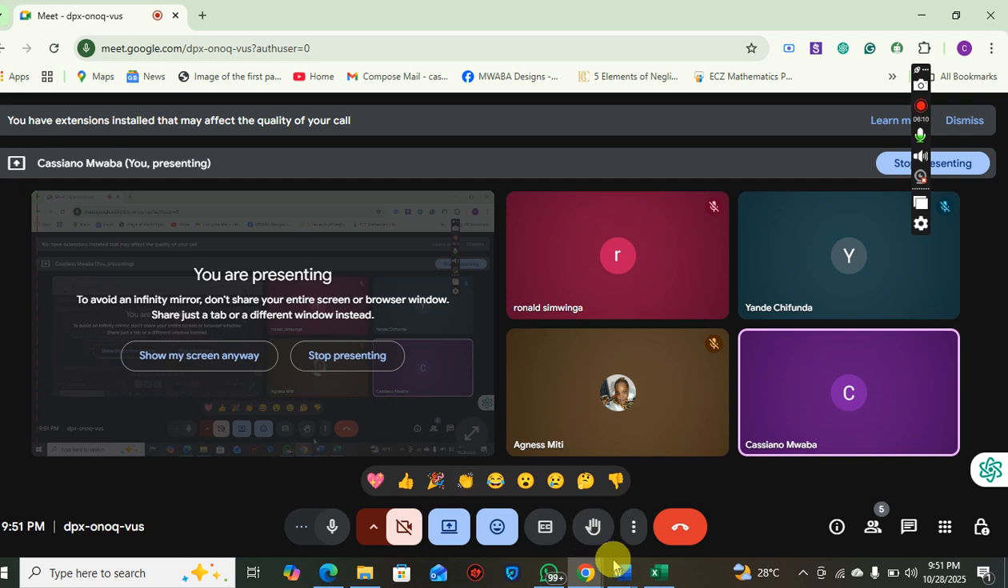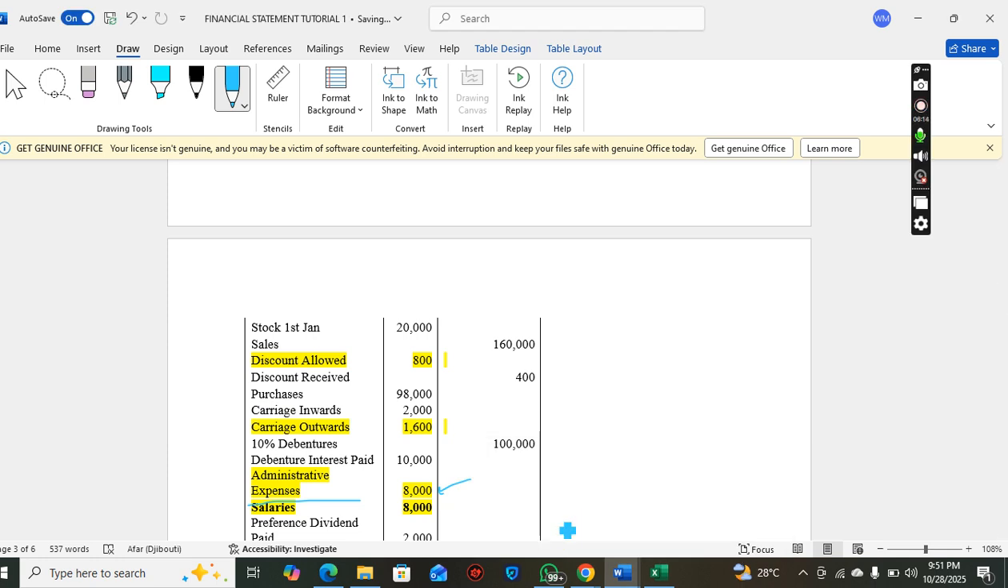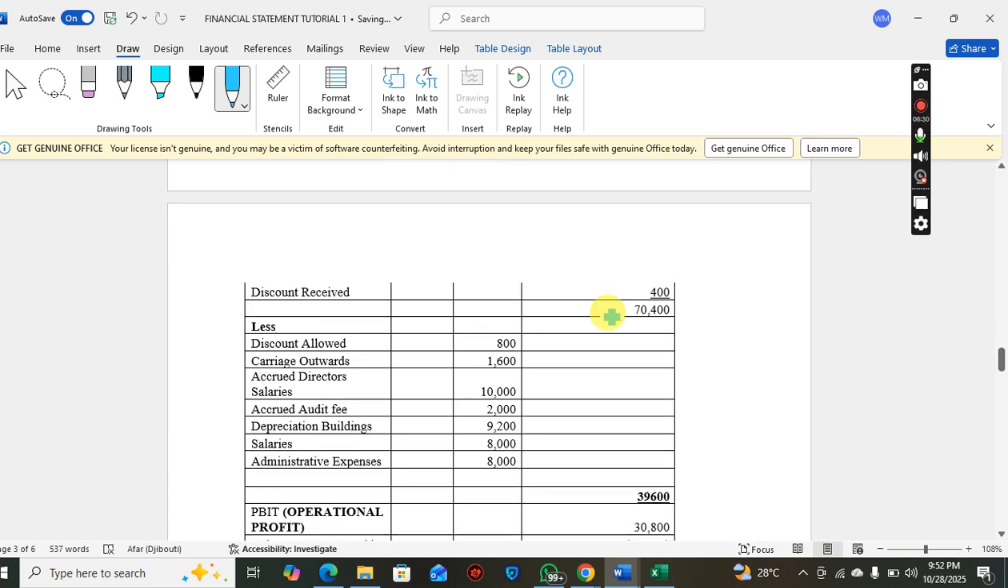Yes. So accruals, as I was saying earlier on, if you find the expense is already in the trial balance and you find an accrual, add it to that expense. So those expenses, we now put them here in our statement of profit or loss.